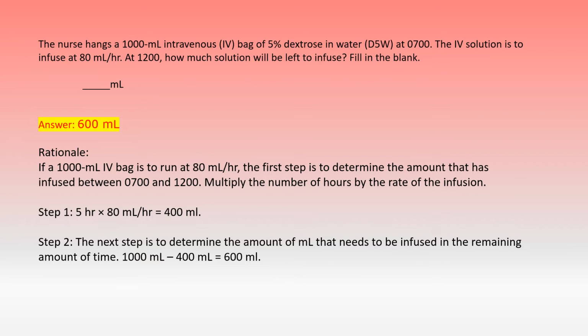step is to determine the amount that has infused between 0700 and 1200. Multiply the number of hours by the rate of the infusion. Step 1: 5 hours times 80 milliliters per hour equals 400 milliliters. Step 2: The next step is to determine the amount of ml that needs to be infused in the remaining amount of time. 1000 milliliters minus 400 milliliters equals 600 milliliters.